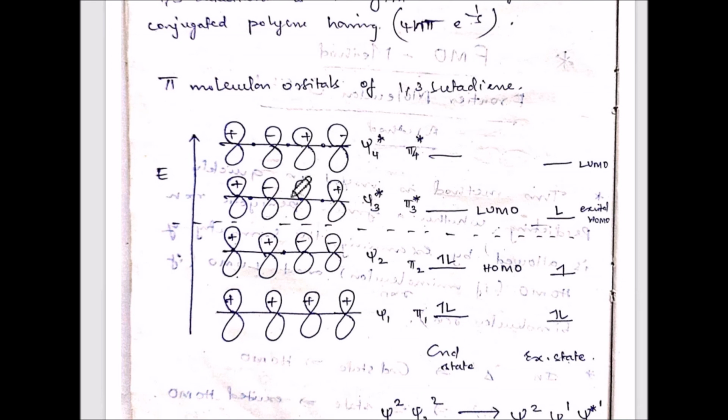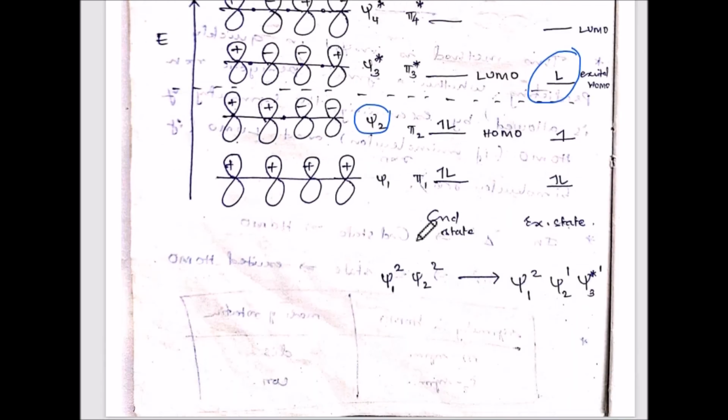For thermal, it is n by 2. Butadiene has 4 carbons, so 4 by 2, 2. So Psi2 is the HOMO, right? For photochemical, n by 2 plus 1. So 2 plus 1, 3. So psi 3 is your HOMO. Okay, remember this for thermal condition and for photochemical condition.